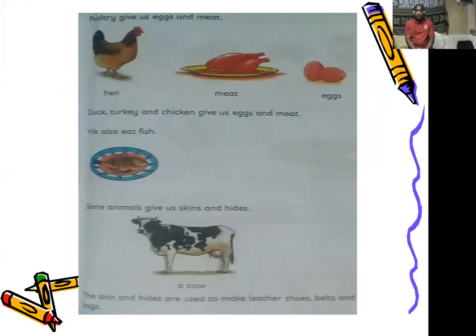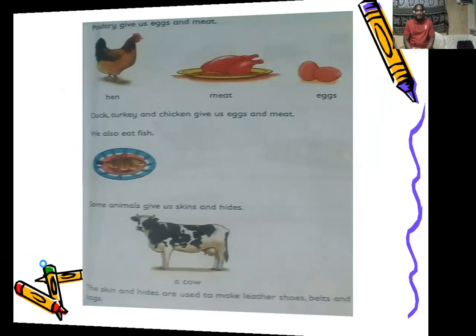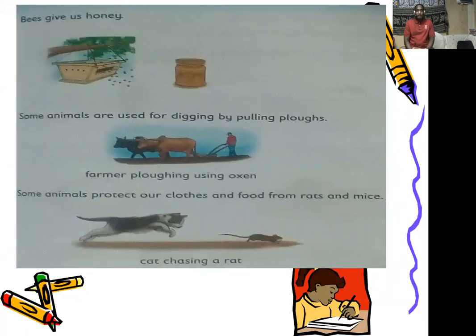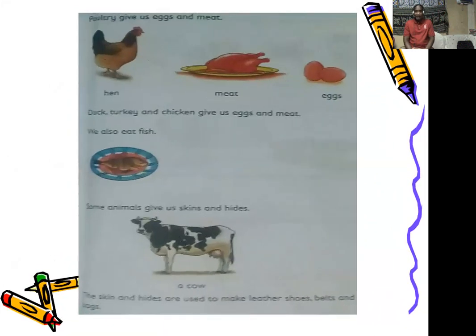Next, we have what we call poultry, which gives us eggs and meat. Pupils, poultry is a collective word. It involves ducks, hens, geese. That's why we say poultry. Poultry, we have a hen. If you look properly, that is a picture of a hen. And from a hen, pupils, we get two products.